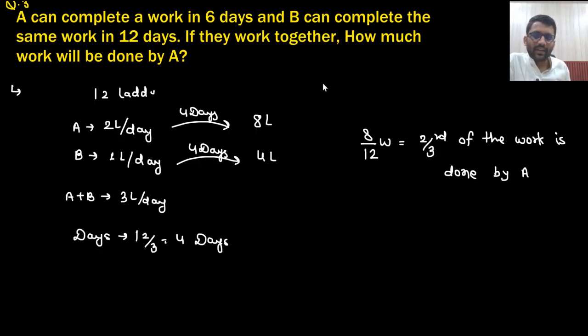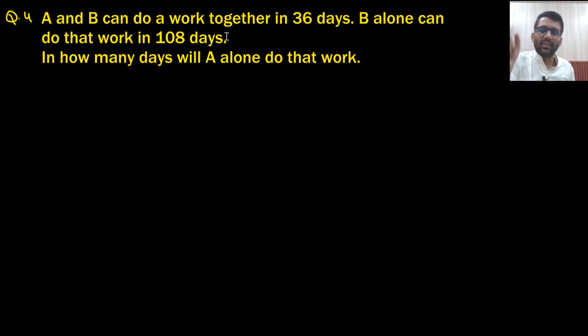And here only you can check. A is eating 2 laddu and B is eating 1 laddu. That means the ratio of their efficiency is 2:1. If the work is 3, then 2 work will be done by A. So 2/3 of work will be done by A. So from here also you can check: 2:1, basically 2/3 of the work. Very easy problems, right? Now see the next one.